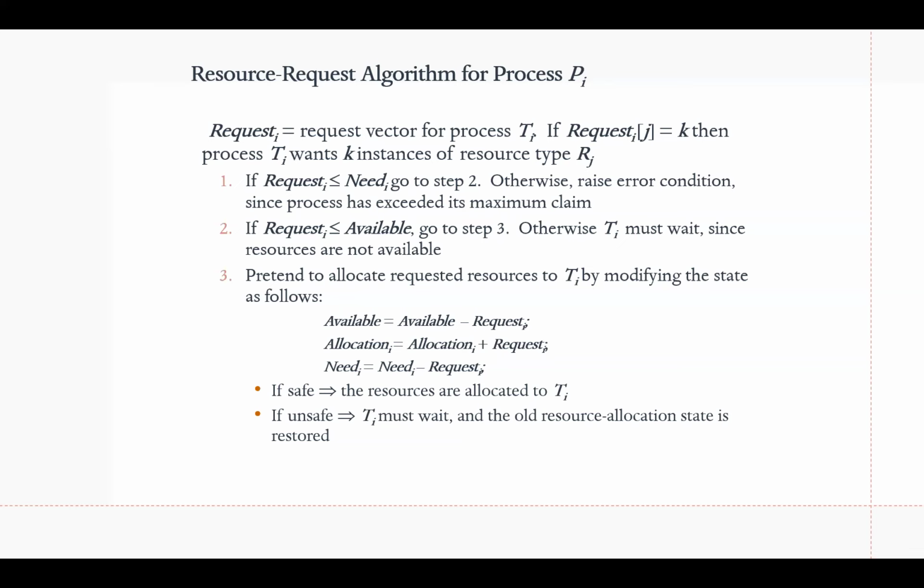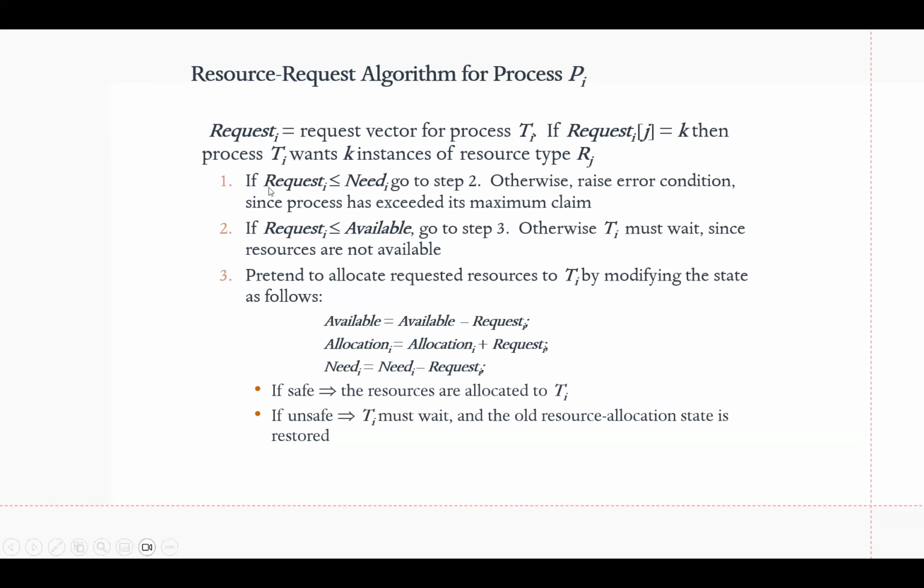So we'll go through the algorithm once. Request of i is equal to the request vector for process Ti. If request of i of j is equal to k, it means process Ti wants k instances of resource type Rj. So process Ti is making a request for resource type Rj for k instances. Once the request has been made, we need to run this algorithm, and it will go through all these steps.